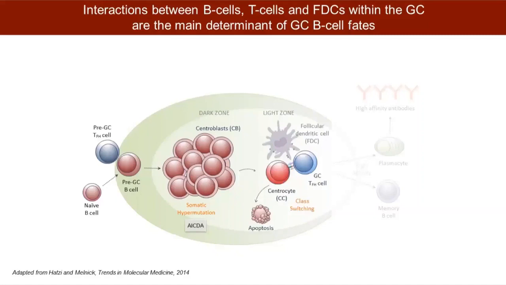Negatively selected centrocytes undergo apoptosis. Positively selected centrocytes might recycle to centroblasts and re-enter the dark zone for additional cycles of somatic hypermutation and division. And only the few B cells that develop mutated immunoglobulin genes with high affinity for antigens are allowed to survive and differentiate to plasma cells or durable memory B cells.